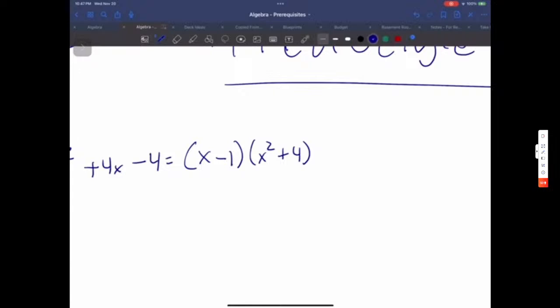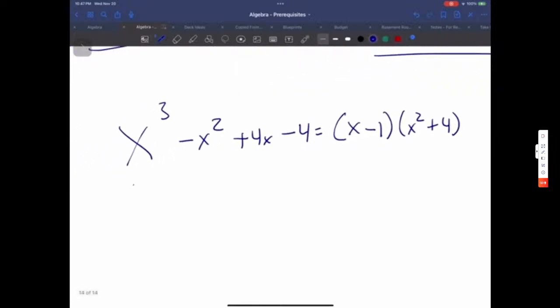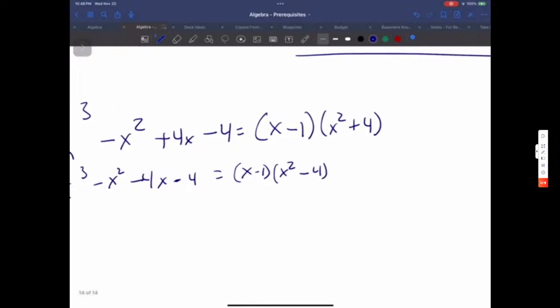That plus throws a wrench in what we're trying to do here. So, and it says it. That is completely factored, however, this one is not. I'm sorry, minus. Why? Because we have x minus 1, and then you have x squared minus 4, which means we can then factor that further.